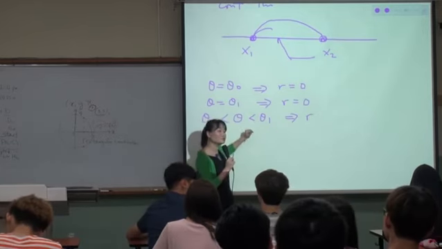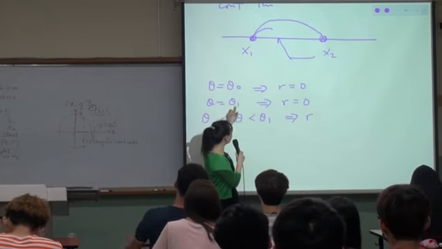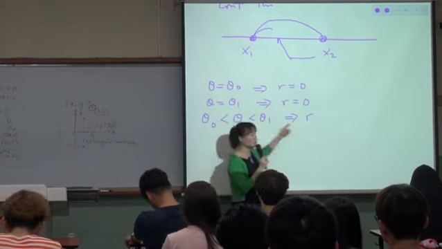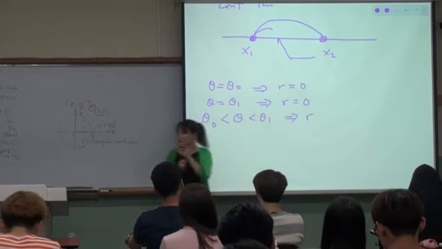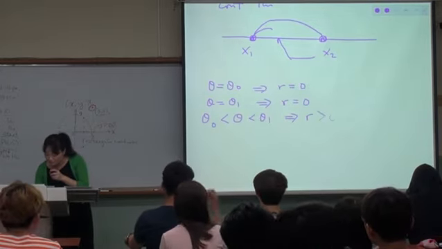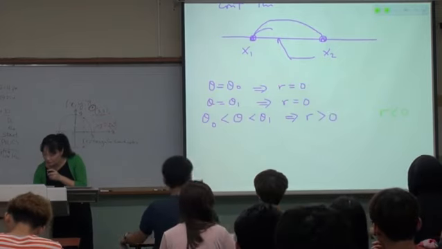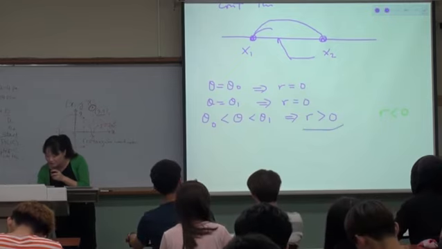If it is a continuous function, it is 0 at theta 0, 0 at theta 1, and in between it is of one sign, either positive or negative. Or negative. So this is case one. Let's look at case one.